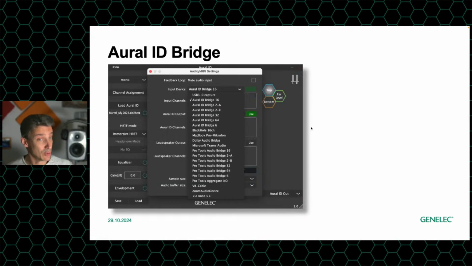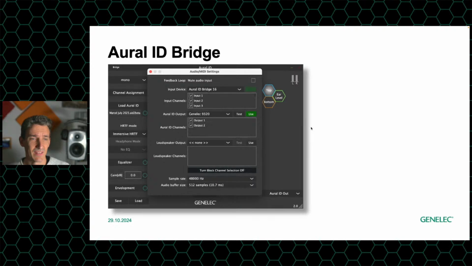This is how you can do the routing. So for example, as an input channel, I would use Aural ID Bridge 16, which would just mean this is 16 channels, which is perfectly fine, for example, for 714. And then I could use as output, as you can see here, for example, 9320.